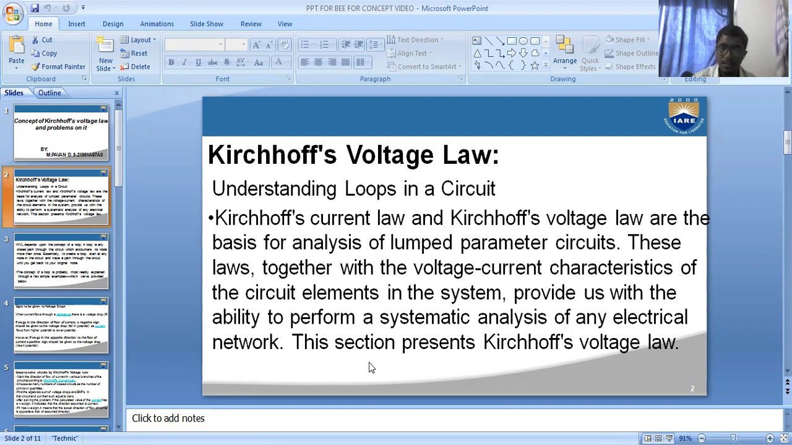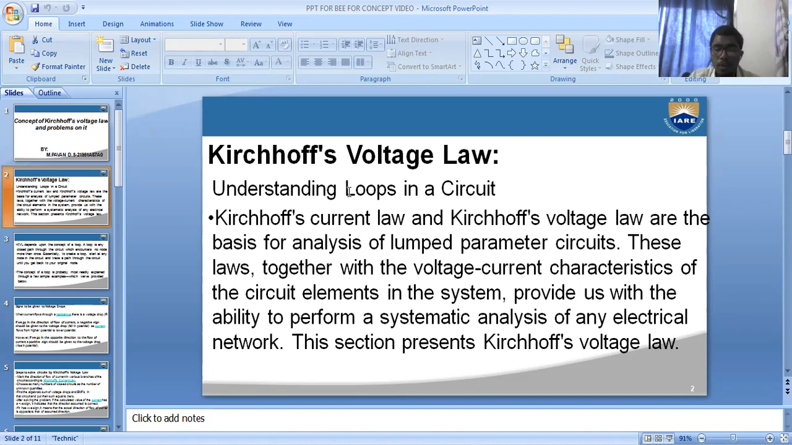Now, this section presents Kirchhoff's voltage law. Means in Kirchhoff's laws, we have two laws: Kirchhoff's current law and Kirchhoff's voltage law. These two together with the current-voltage characteristics of the circuit elements in the system provide us the ability to perform a systematic analysis of an electrical network. Now we are going to see what Kirchhoff's voltage law is and how it is going to be useful for us in the circuit for finding the voltage.